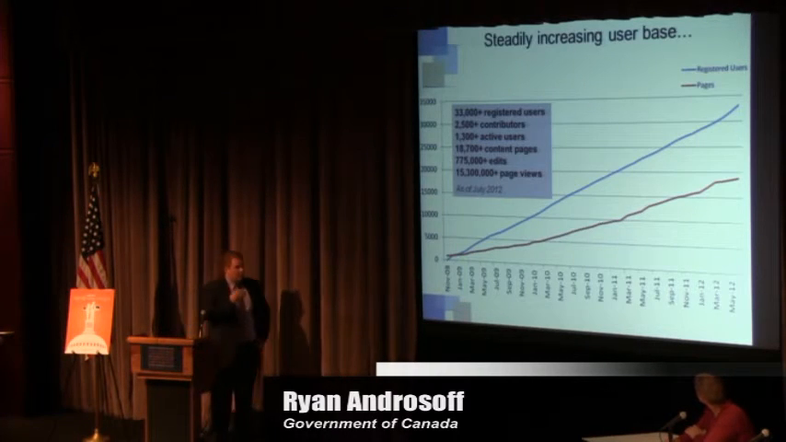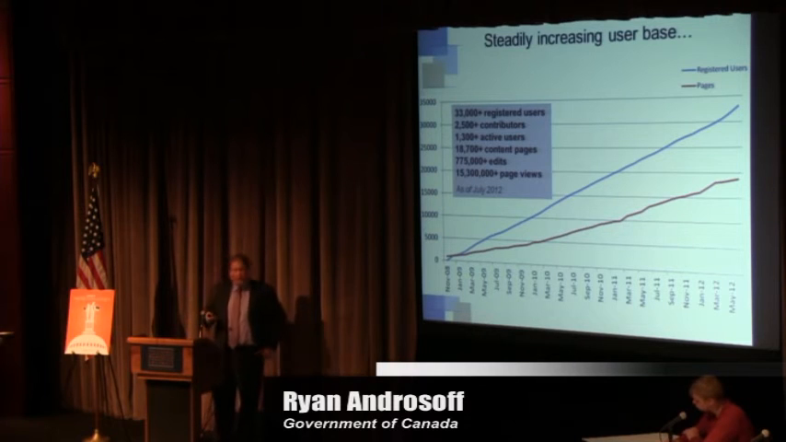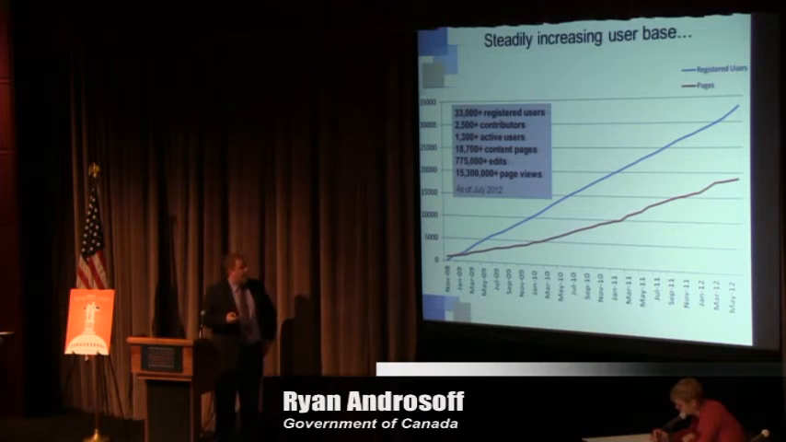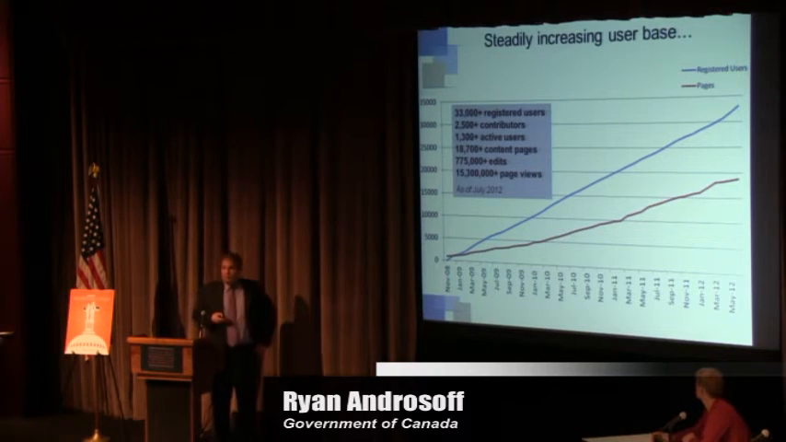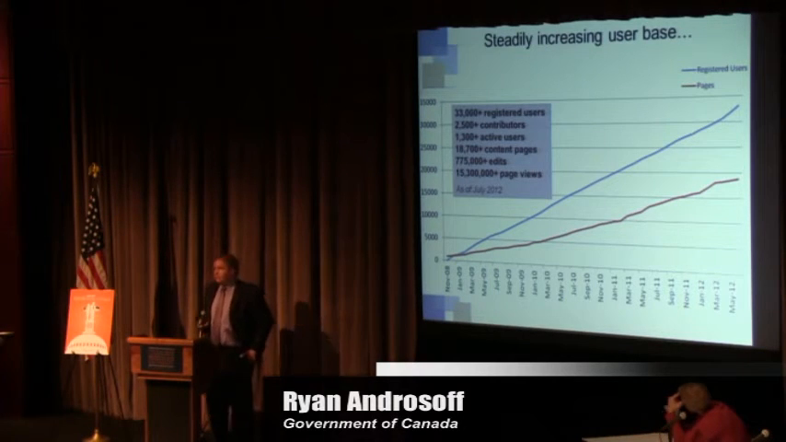This shows you over time the metrics around GCpedia and the increase in growth. And I think somewhat similar to what Peter had shown in his presentation, the growth has been linear, but it has been steady, it has been increasing, and we're now up at over 33,000 registered users, of which 2,500 are active contributors. And we're up to over 750,000 edits on the wiki and 18,000 plus pages of content.